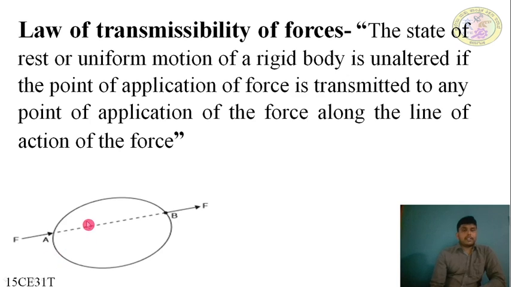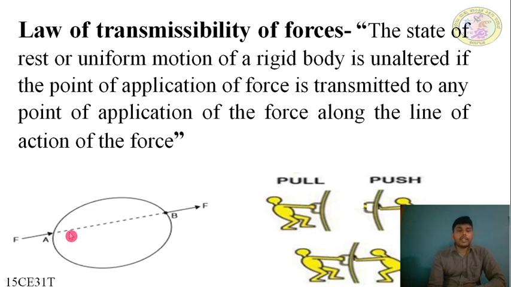Here in this body, the force is applied at A, and the line of application is AB. The state of rest or uniform motion of the body is unaltered if the point of application is A or B or any intermediate point between A and B.